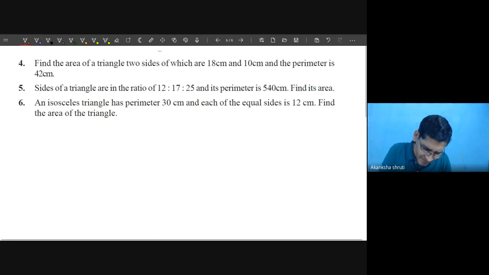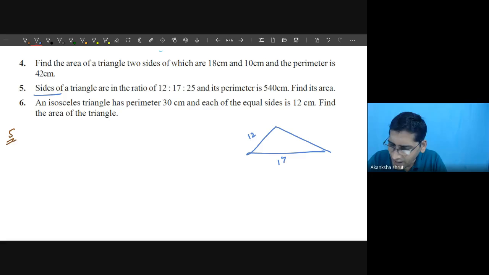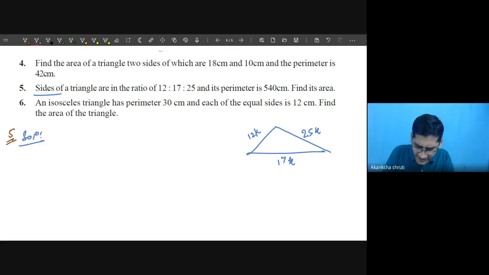Okay, students. So for question number 5, the sides of a triangle, let's draw this, are in the ratio of 12, 17 and 25. Do you think this is the exact length? No. The exact length must be a multiple of these. You may write this as 12x or 12k, 17k, 25k. Wherever the ratio is given, you just multiply it with a common factor to know their side length or angle.